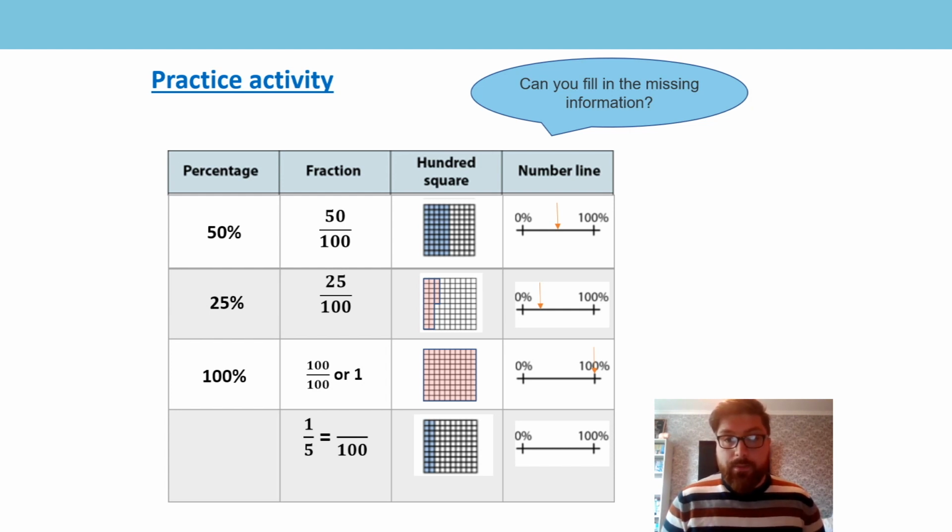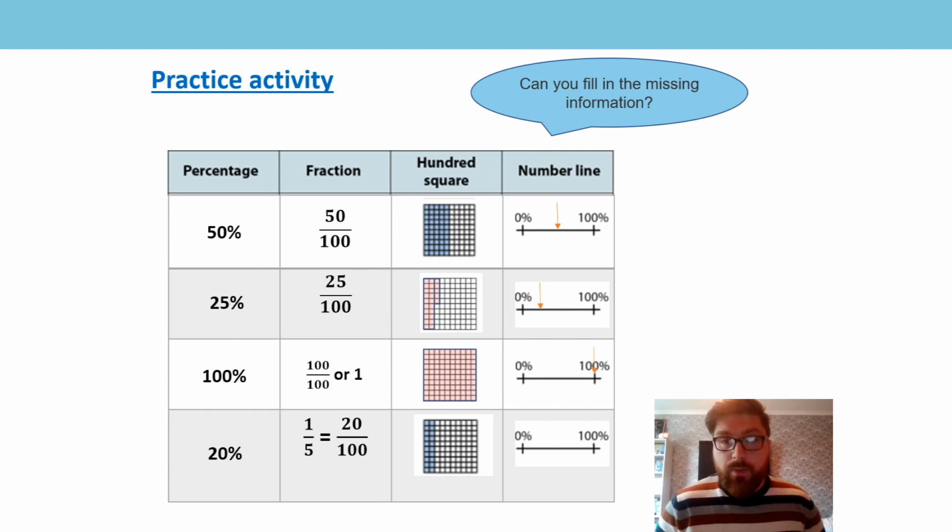The last question, a little bit trickier. You've been given 1/5 equals something over 100. You've been given 20 shaded squares within the 100 square, and we have a blank percentage and a blank number line. So let's see if we can figure out what the percentage would be. It would be 20%. 20% is equivalent to 1/5. We could also write 1/5 as 20 hundredths.